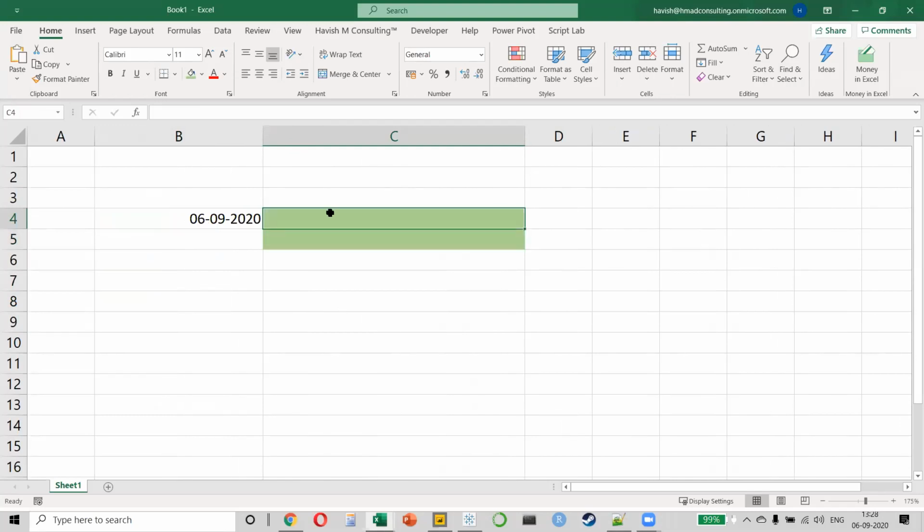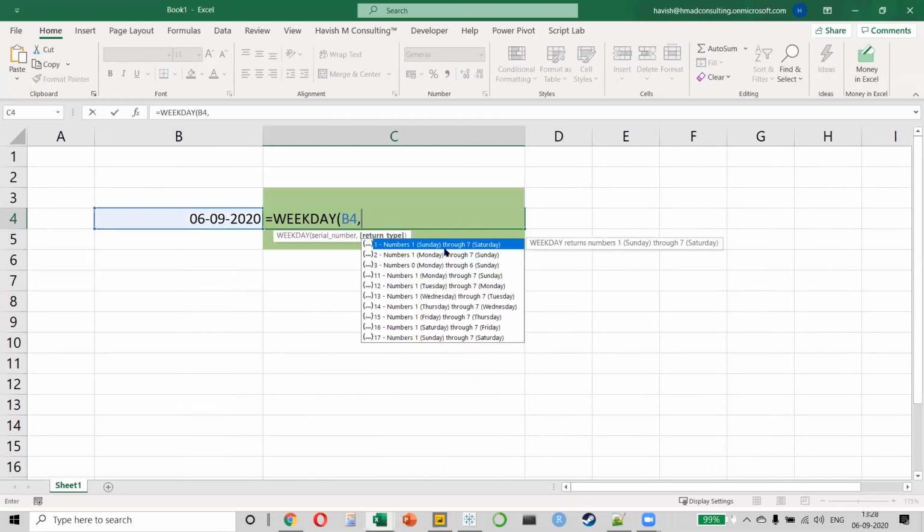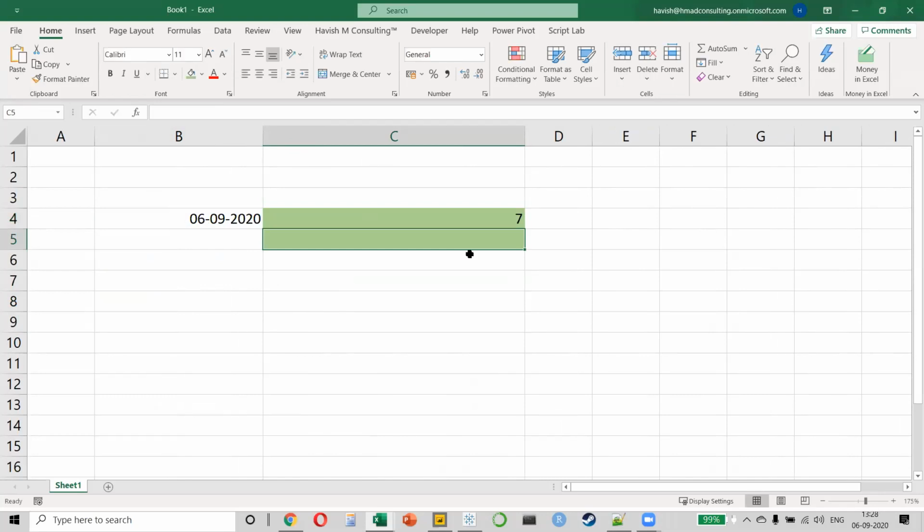How do I know that it is a Sunday? Weekday formula is there. Okay, good guess. But unfortunately, weekday will only return a number. Everyone, do you see this? 1 to 7. So what will happen when I use weekday and I say that 1 is Sunday? We usually say 1 is Monday and 7 is Sunday, correct? So if 1 is Monday and 7 is Sunday, what will my result be? My result will be 7.